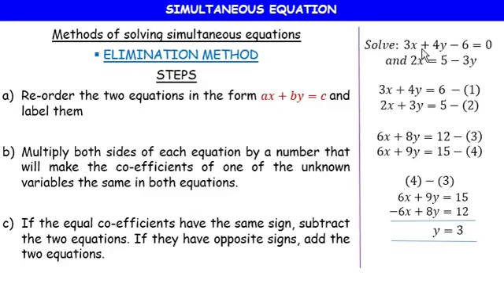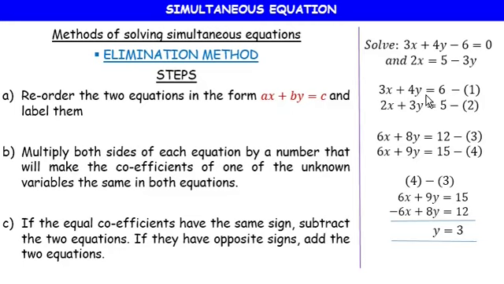So when we rearrange this first equation, we are going to have 3x plus 4y. Because we don't want this negative 6 to be together with the x and y, we have to move it to the right side. When you do that, because it's negative, when it crosses it becomes positive. So we are going to have 3x plus 4y is equal to positive 6.